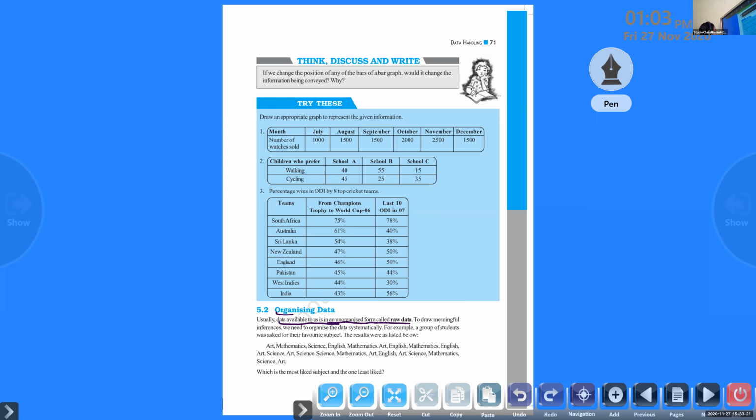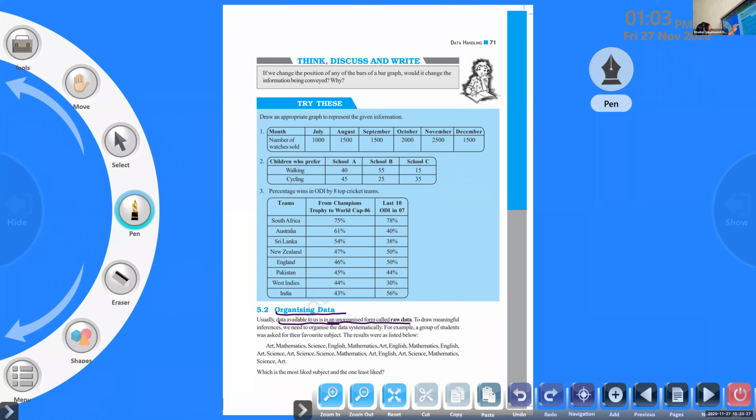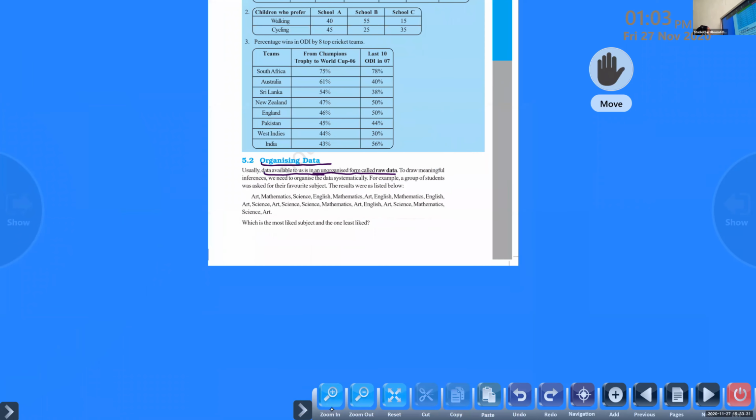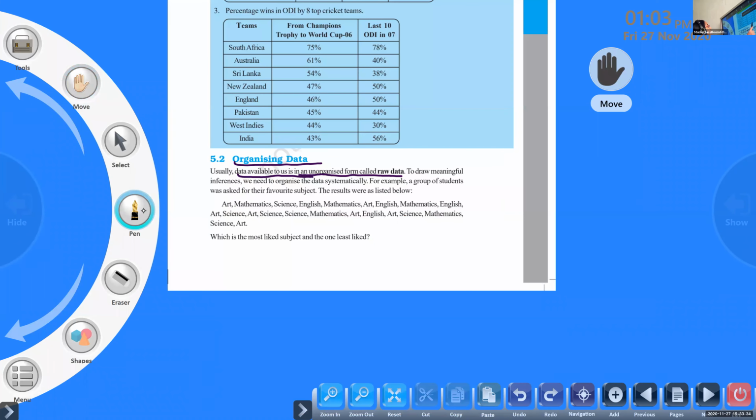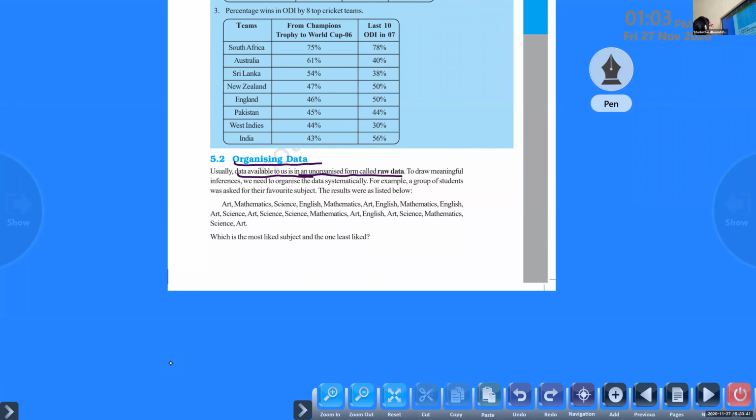So you write the heading as organizing the data. Heading, organizing the data. Then write: the data available in an unorganized form called raw data. Write that. The data available in an unorganized form called raw data.